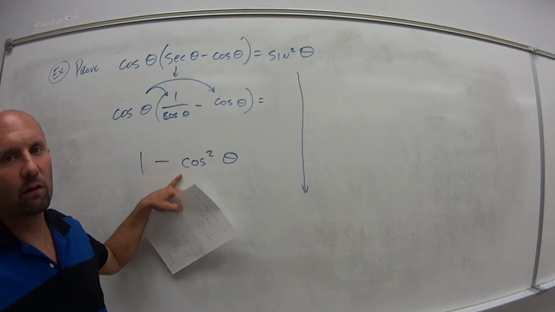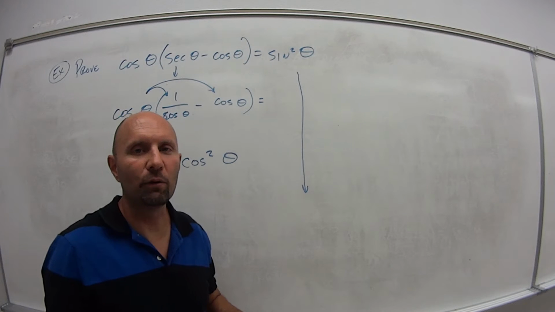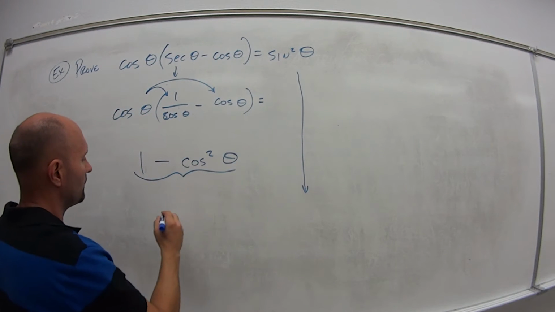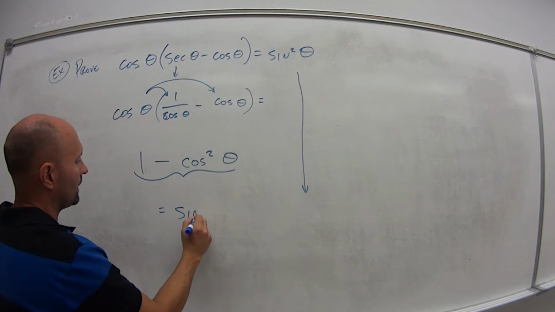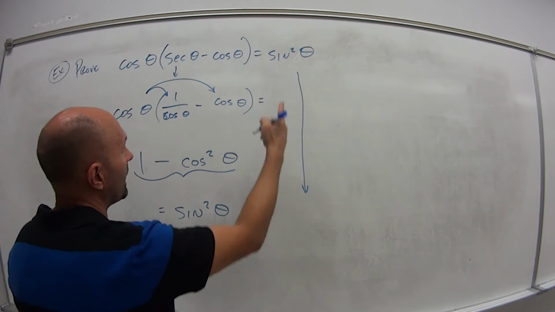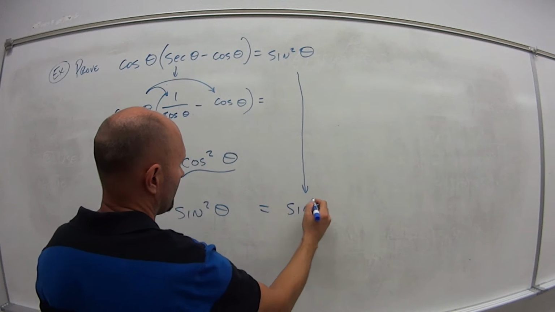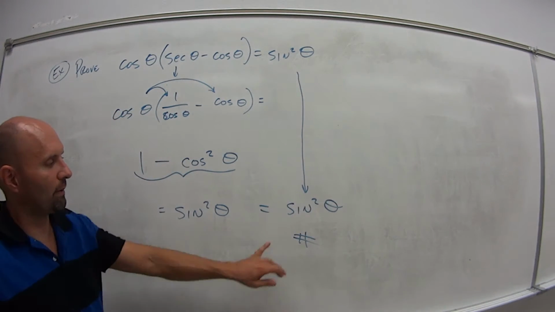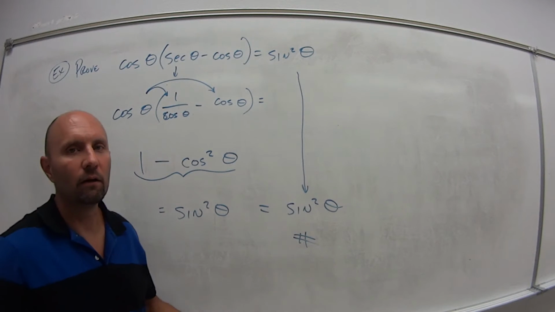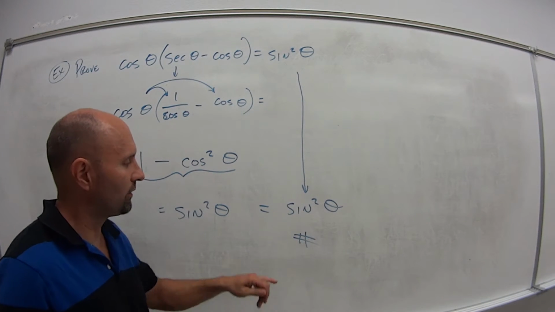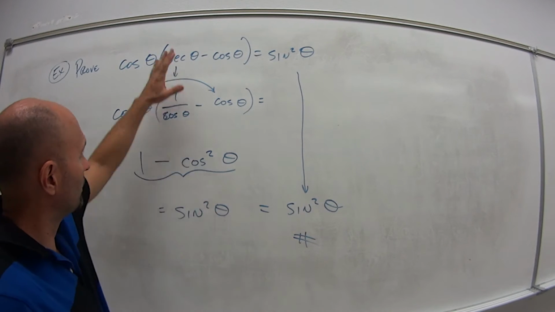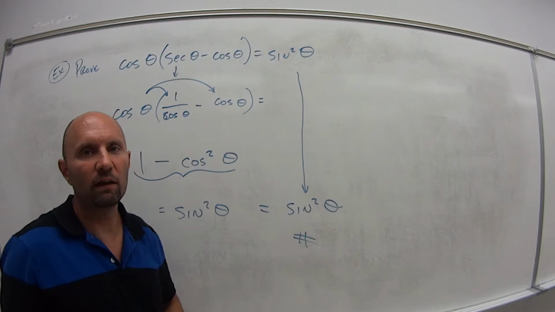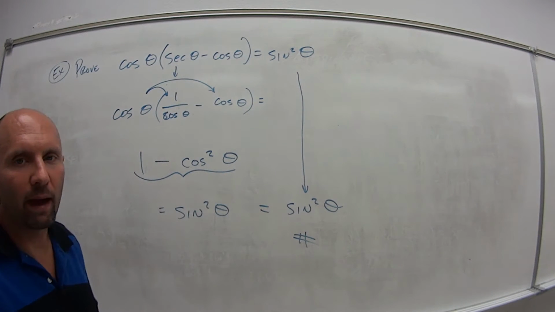What does this guy look like? That's right, the holy grail of our Pythagorean identities. So 1 minus cosine squared of theta is equal to sine squared of theta, which happens to be equal to the right side, sine squared of theta. And as a little mathematical notation, we'll put a pound sign, or hashtag, I guess you guys might know it as, when we're done with the proof. So the left side we showed is equal to sine squared of theta, which is what the right side is as well. So this one's not too bad.